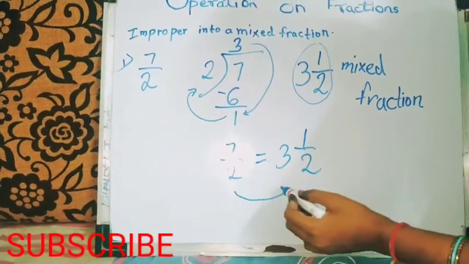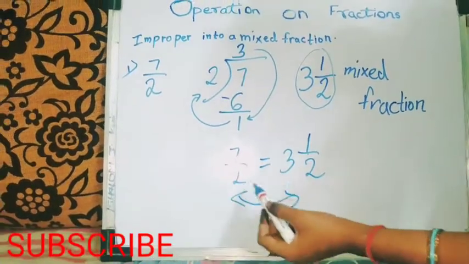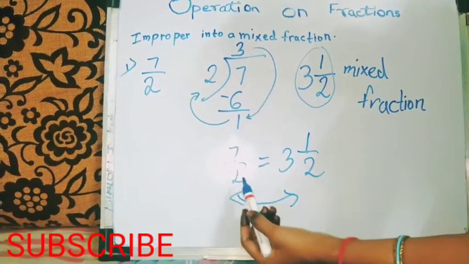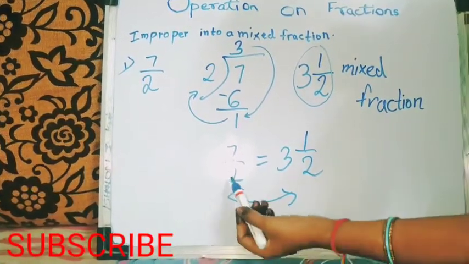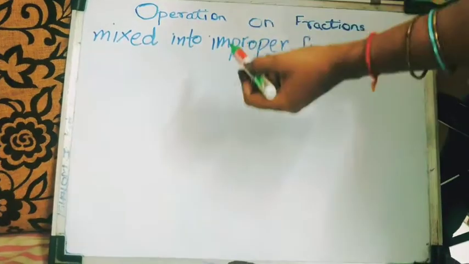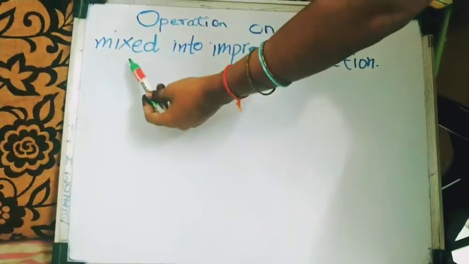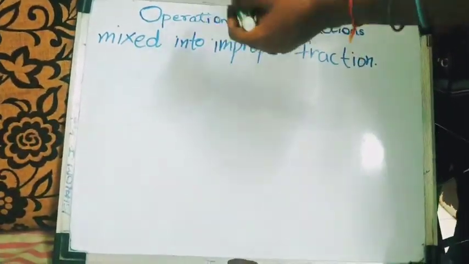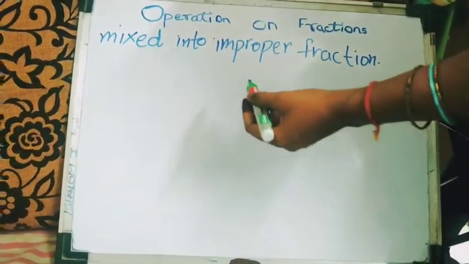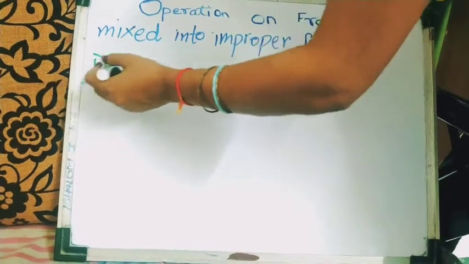It means the improper fraction is converted into a mixed fraction. As usual, you convert the mixed fraction into an improper fraction. Now we will see the conversion of a mixed number into an improper fraction. Now we will convert a mixed fraction into an improper fraction. At first, let's see an example of a mixed fraction.